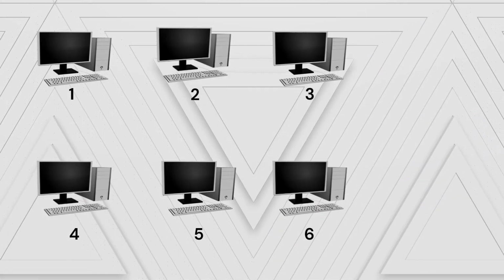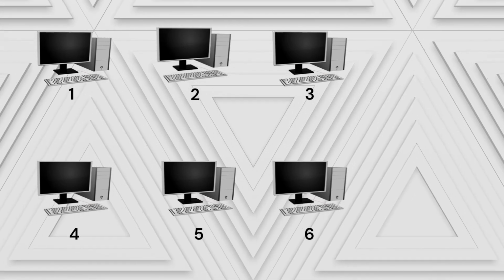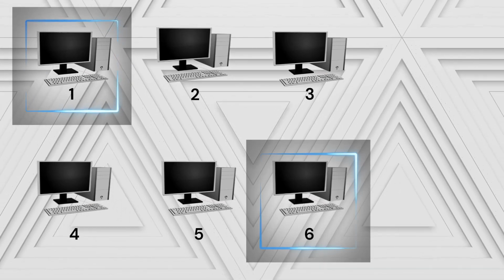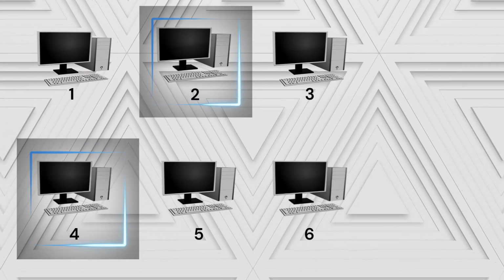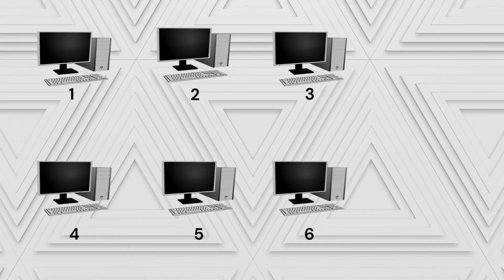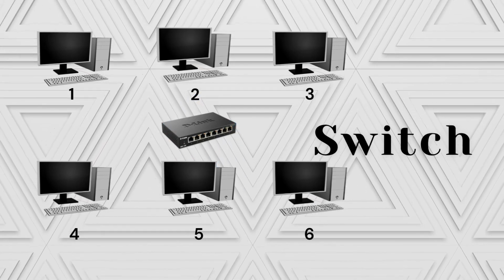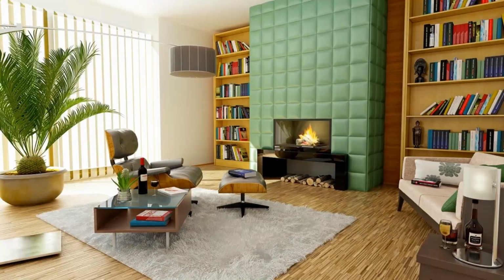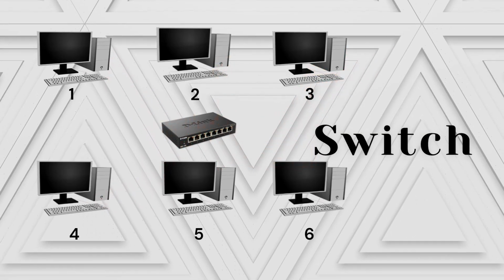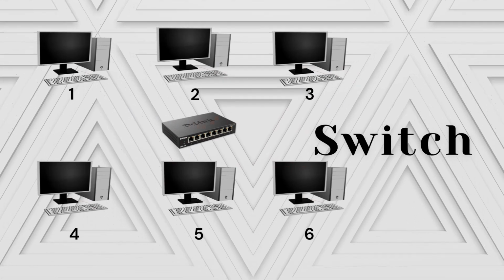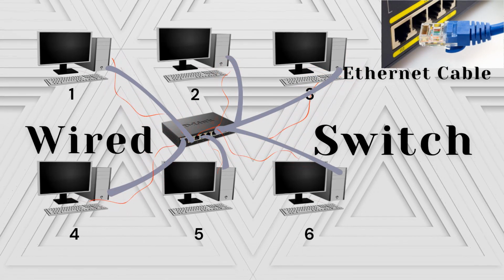Let's say you have 6 computers, and you want them to communicate with each other. For example, computer 1 needs to communicate with computer 6, or computer 2 needs to connect with computer 4, and so on. This is where a network switch comes in. A switch allows multiple computers in the same network environment, such as a home or office, to communicate efficiently. Each of these 6 computers connects to the switch using Ethernet cables, enabling seamless data exchange within the network.